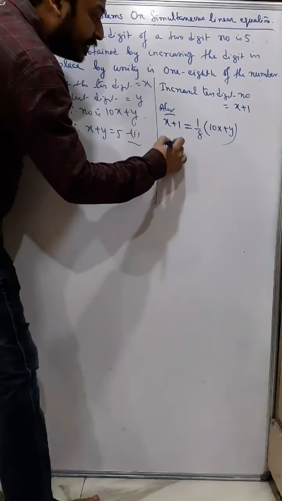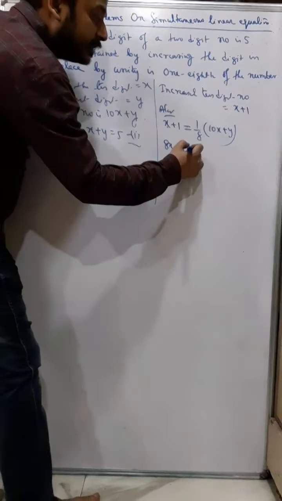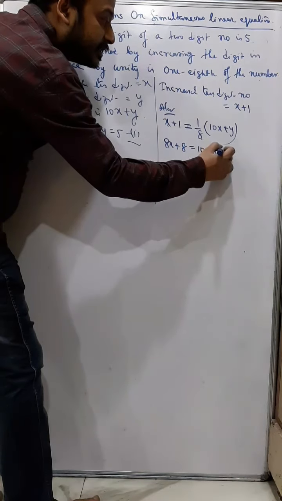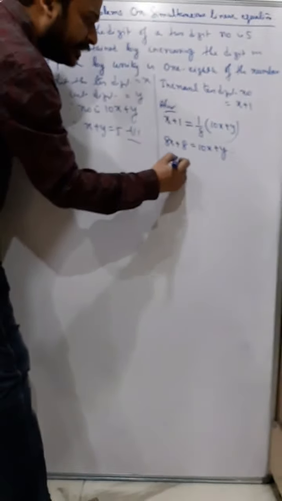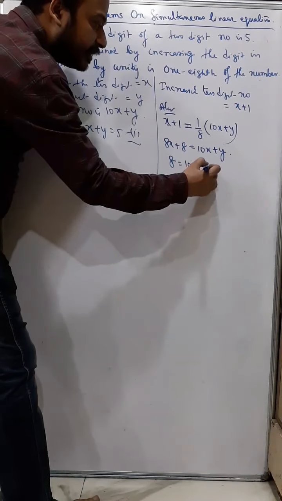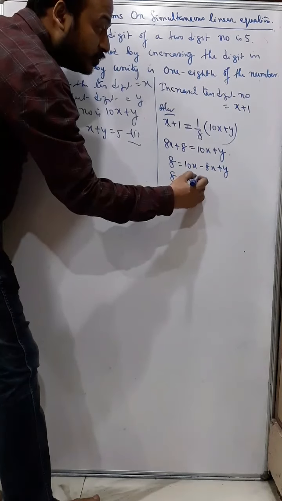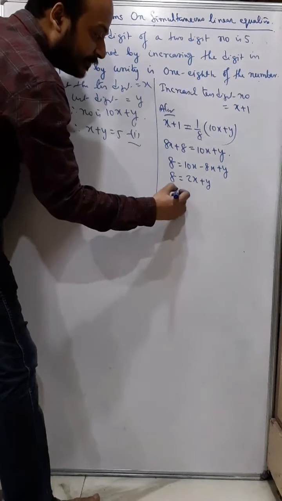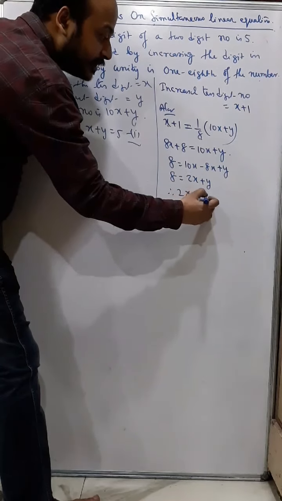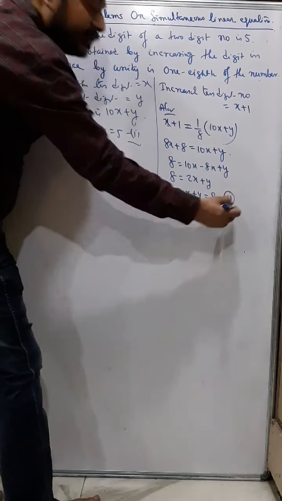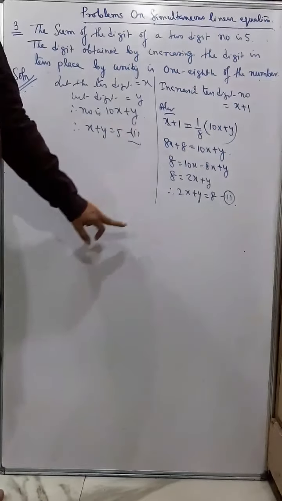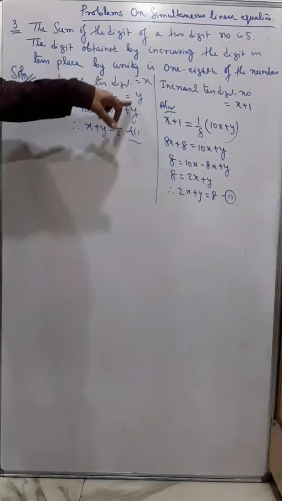What do you get? 8x plus 8 is equal to 10x plus y, and then you can solve this. You can make x positive, no problem. 8 equals 10x minus 8x plus y. So 8 is equal to what? 2x plus y. So finally what I got? 2x plus y is equal to 8. So this is my second equation, and then after solving I can get x and y, and then I can get the number. Okay.